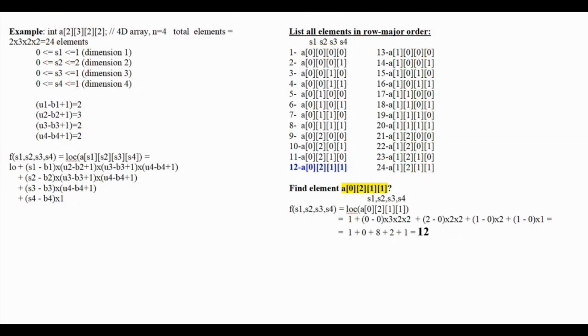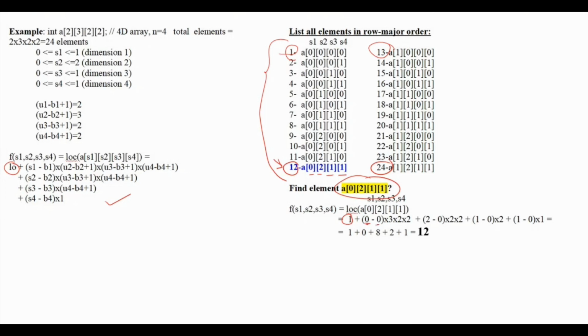Now that we have listed all the elements in its row major order, so this is the first element, this is the 12th element, the 13th element, and this is the 24th element. Okay? So let's try to find this element, which is the one located at the 12th position with the indices 0, 2, 1, 1. And using the addressing function, we say locate, the indices are 0, 2, 1, 1. So the values of S1, S2, S3, S4 are 0, 2, 1, 1 respectively. So L sub 0 here is equal to 1. So that's 1 plus S1 is 0.